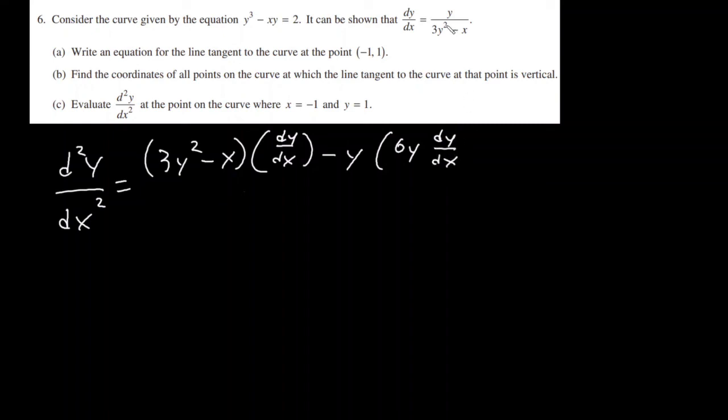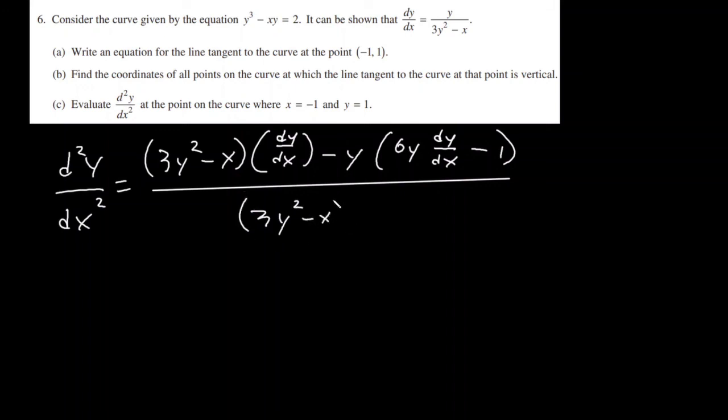Remember, whenever you take the derivative of something with respect to y, and you're doing implicit differentiation, so you're differentiating y with respect to x, you do it like normal, but you add dy dx on the end. So that's why we did the 6y like normal, then added dy dx on the end. And we're subtracting 1, because the derivative of x is 1. And this whole thing is being divided by the bottom thing squared, so (3y squared minus x) whole squared.